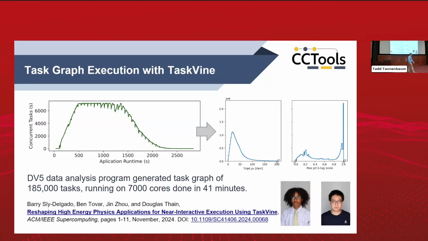our friends have this data analysis application called DV5. And once we got all this set up and hooked together, we get this beautiful characteristic curve of tasks running. And so we have the graduate students regularly running on 6,000 cores, two-thirds of an hour. Over there are the histograms that they get back of momentums and jet B tags. And I'm not a physicist, so I don't really know what that means, but they tell me it's good.